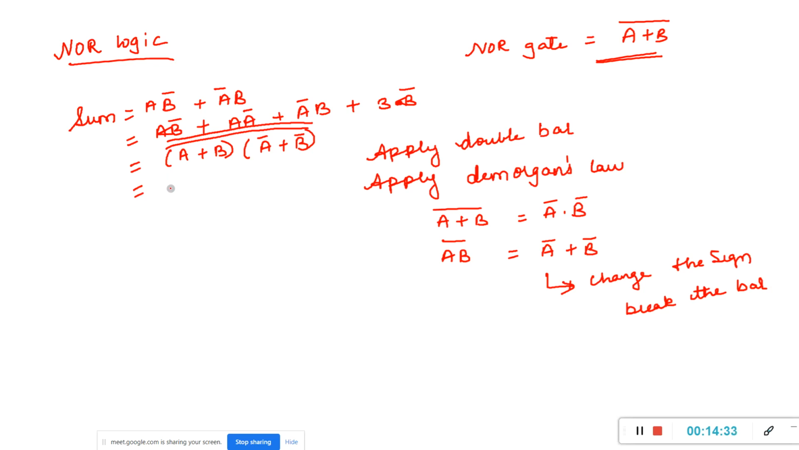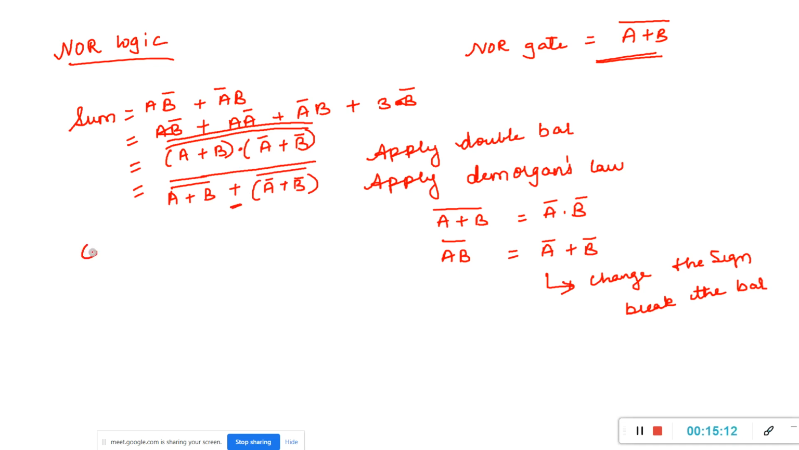Okay, so if I do like that, I'll get here A plus B, break the bar. Here it was and, I will get plus. This is whole bar as it is, the upper one. A bar plus B bar, the upper bar is as it is. The down one I am breaking the bar. So A plus B, break the bar: it was and, it became or. A bar plus B bar, break the bar. I have broken the bar and then changed the sign.